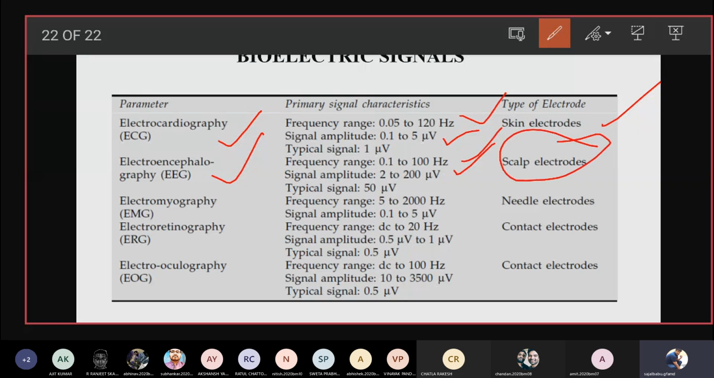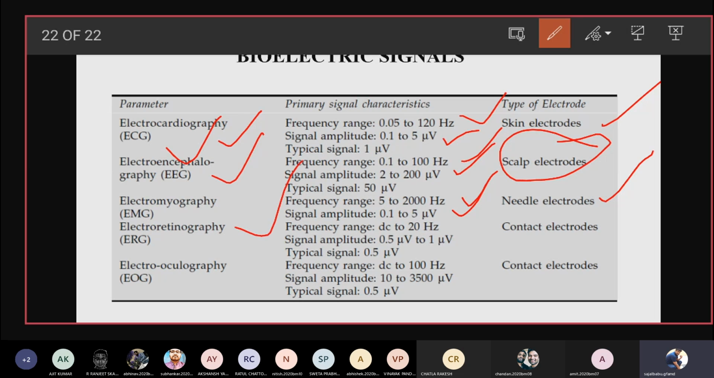Coming on to the EMG, that means the electrical activity that happens in the muscle. EEG is at your brain, that means in the nerve cells. If you want to capture the electrical activity of your nerve cells, you do the EEG, and if you want to capture the electrical activity in your muscles, you do the electromyograph. The frequency range of the EMG is 5 to 2000 Hz, and the signal amplitude is 0.1 to 5 microvolts. You use needle electrodes, but in the lab you will use pre-gelled electrodes.